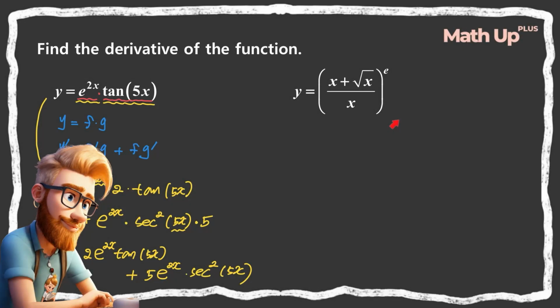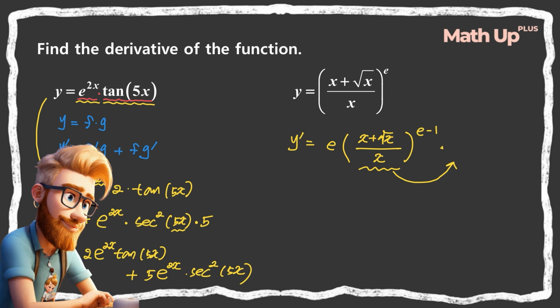For this function right here, we have a power e, right? e is a number, it's an irrational number. So the derivative of this function is equal to, we have to apply the power rule first. So e times (x plus square root of x over x) to the e minus 1, times, we have to multiply by the derivative of this function right here.